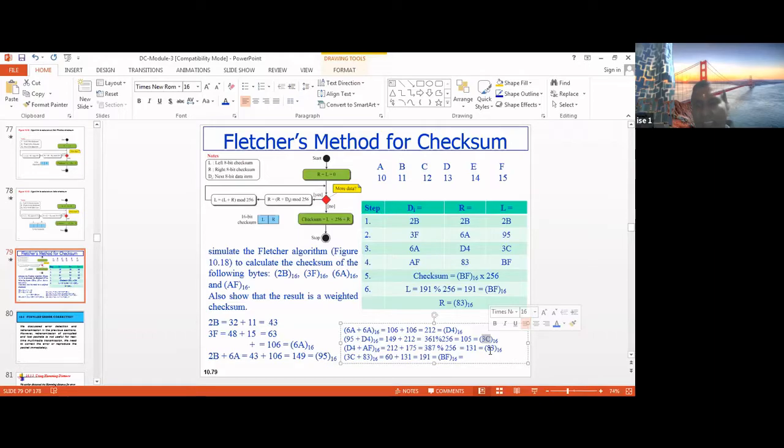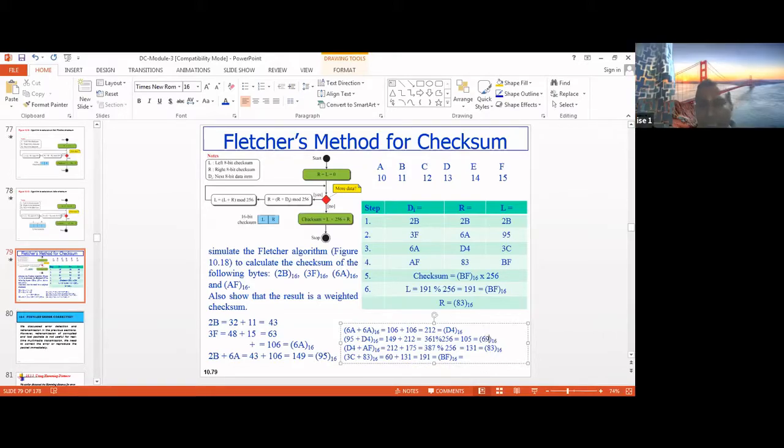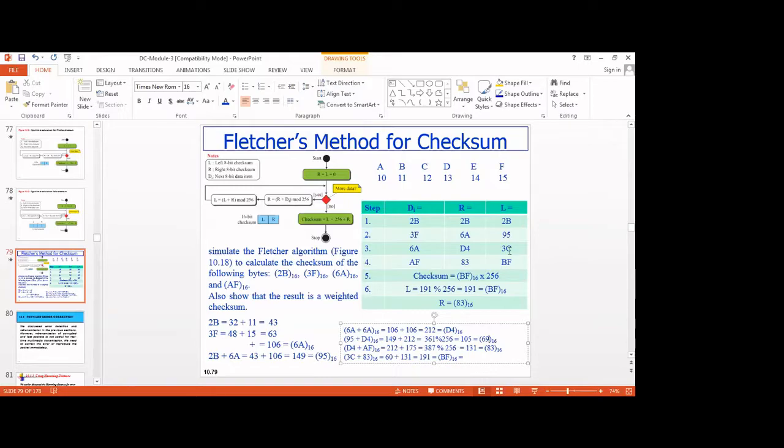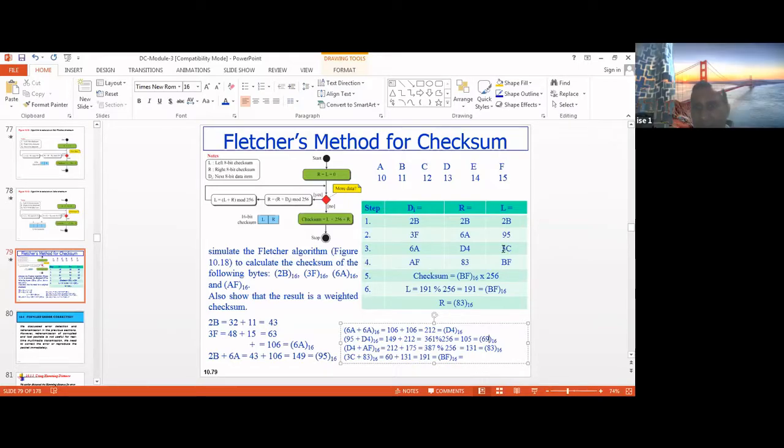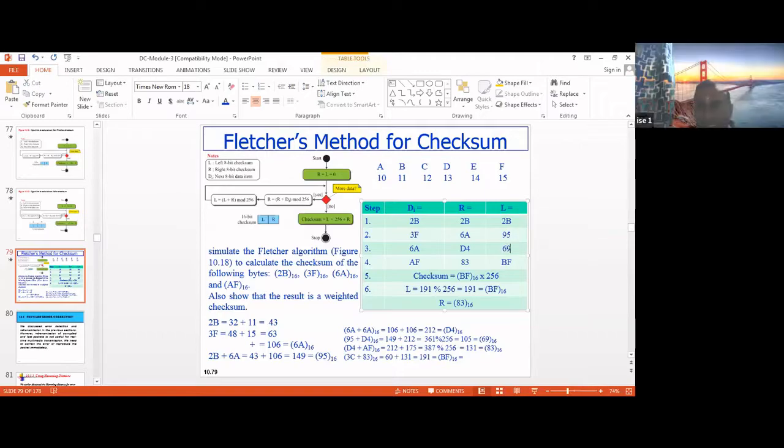So 6 are 96. And how much remains? 96, 4 plus 5, 9, 69. So here I'll be getting it as 69, right? 95 plus D4. Yes? 69 I'll be getting. Thank you for correcting me.